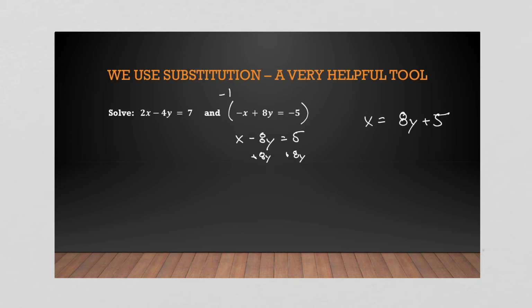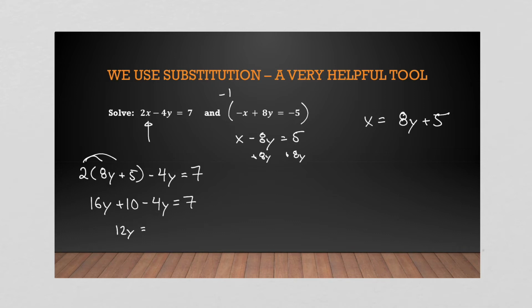So what I can do is I can sub that in for this x here. So now I have 2 times 8y plus 5, the brackets are so important, minus 4y equals 7. From there, I will multiply in. I now have 16y plus 10 minus 4y equals 7. So group your like terms, 12y, and then subtract 10 from both sides equals negative 3.